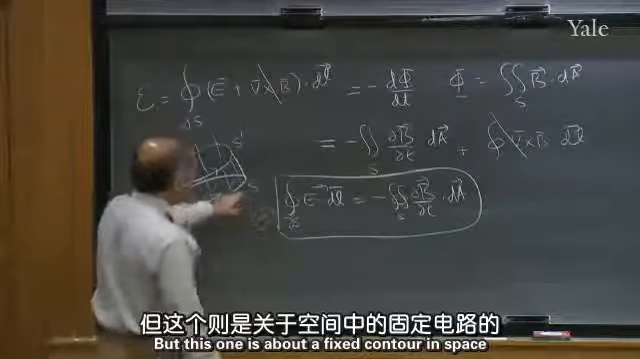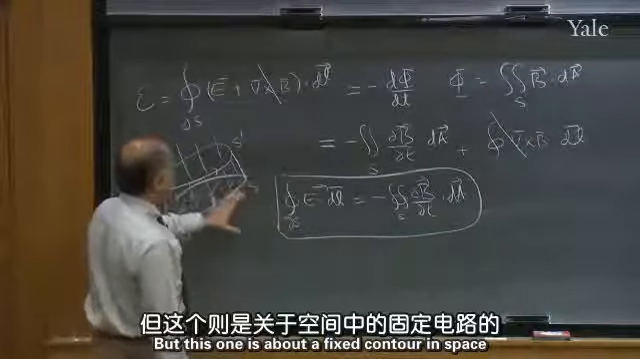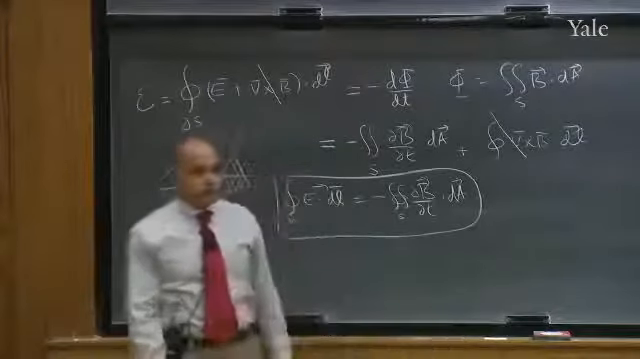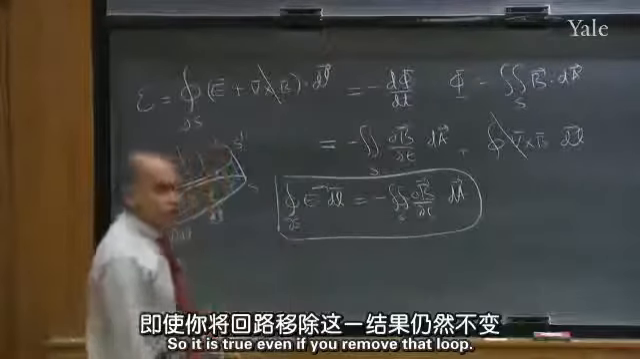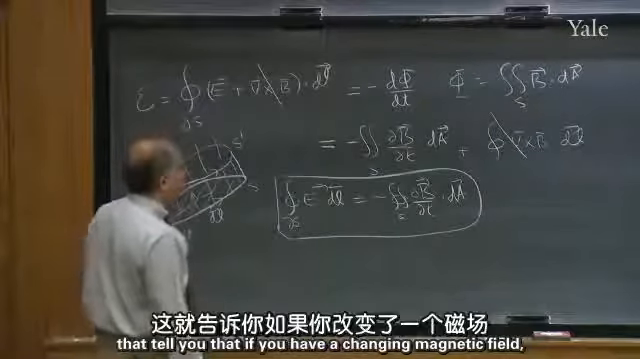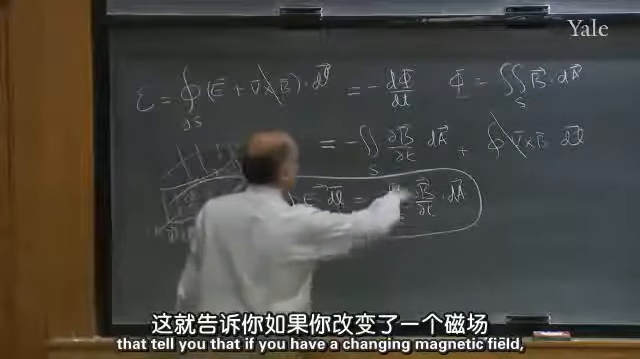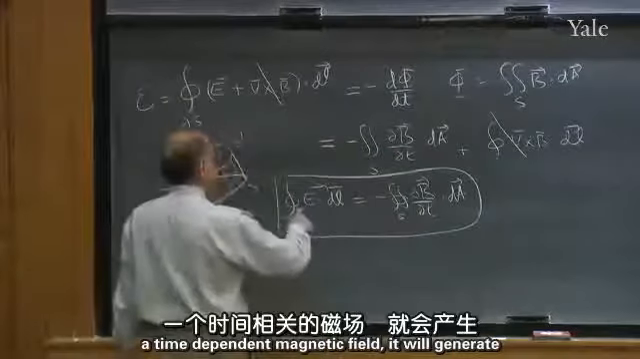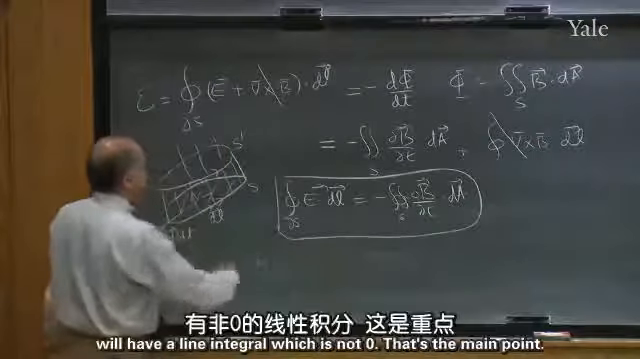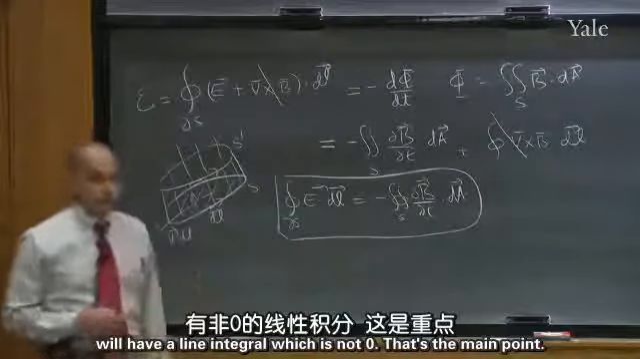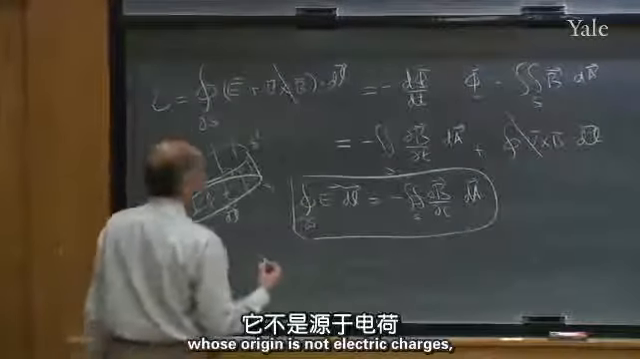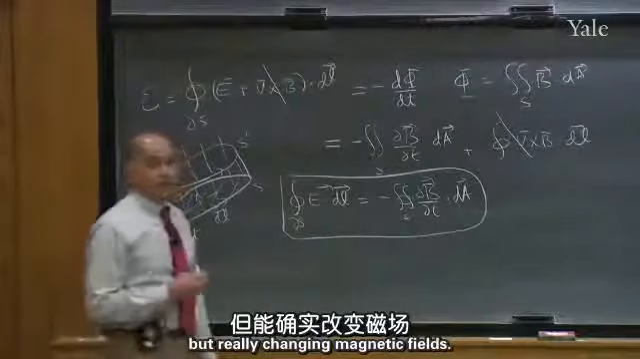But this one is about a fixed contour in space and has to do with the line integral of E around the fixed contour. So it is true even if you remove that loop. It's a basic statement about electric and magnetic fields that tells you that if you have a changing, time-dependent magnetic field, it will generate an electric field which, unlike the electrostatic field, will have a line integral which is not zero. That's the main point. It's a non-conservative electric field whose origin is not electric charges, but really changing magnetic fields.